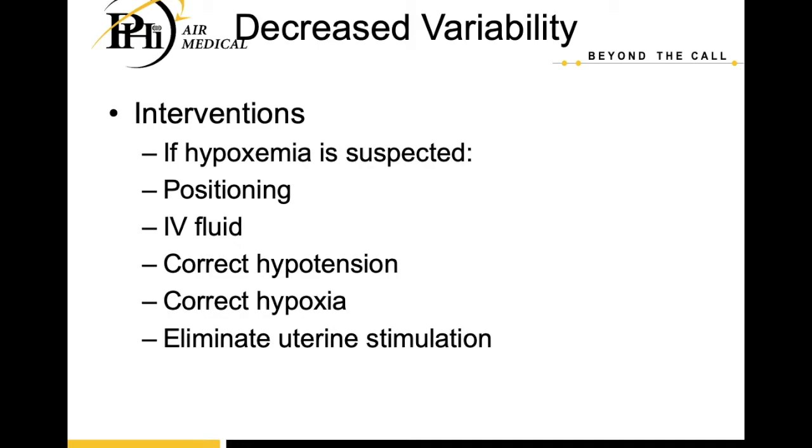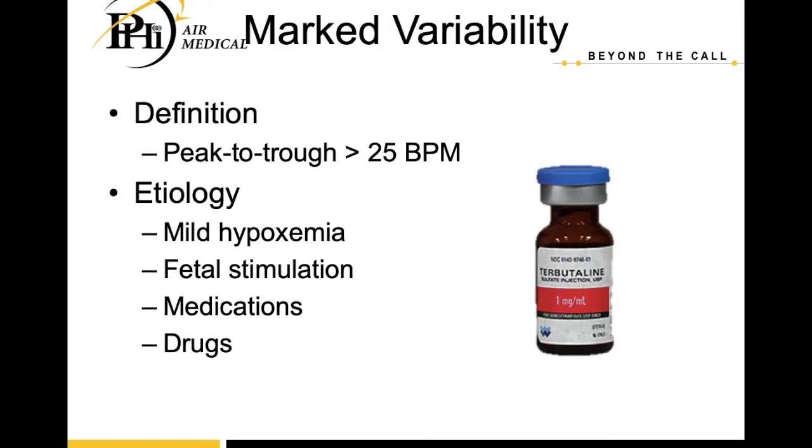If she's already on her left side and we still see minimal variability, we're going to roll her over to her right side. We may need to treat some hypotension with IV fluids, NS or LR. We may need to correct some hypotension with phenylephrine or whatever your pressor of choice would be. We're going to correct any hypoxia with a non-rebreather with high flow O2. And then we're going to eliminate uterine stimulation. What that means is that if it is warranted, we're going to be stopping any type of oxytocin drip or anything like that. So eliminate that uterine stimulation.